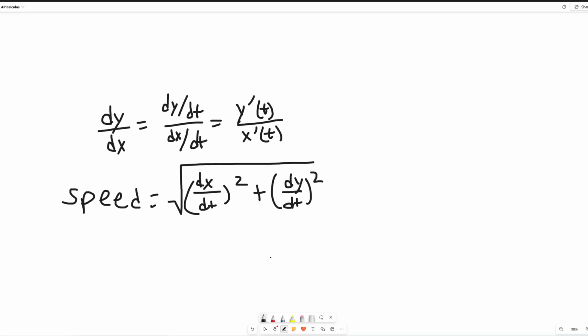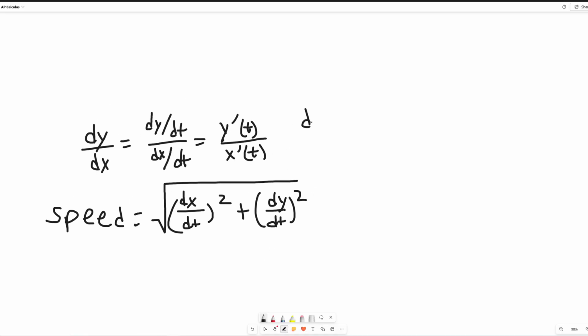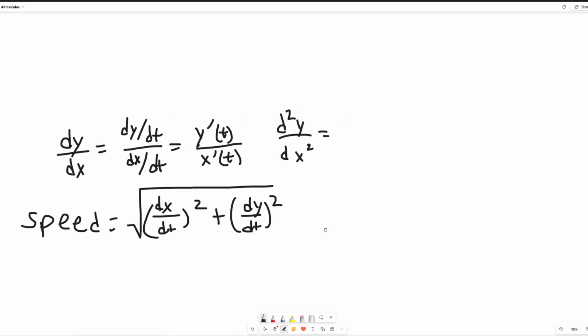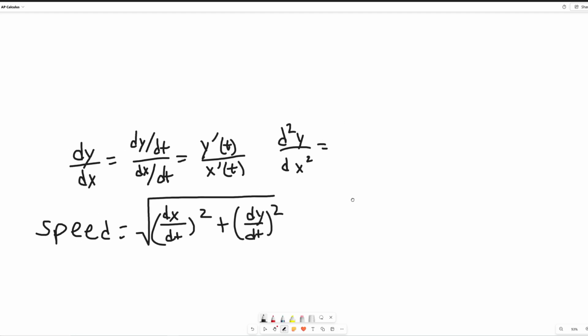There's another equation. There's actually two more equations you need to remember. So d squared y over dx squared. This is the so-called concavity of the parametric function. This also has a formula, and it's not just taking the derivative of this. It is, first of all, taking the derivative of dy over dx, and then dividing it by dx over dt again.